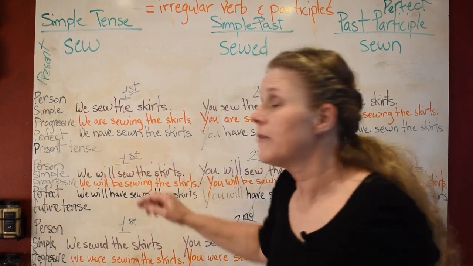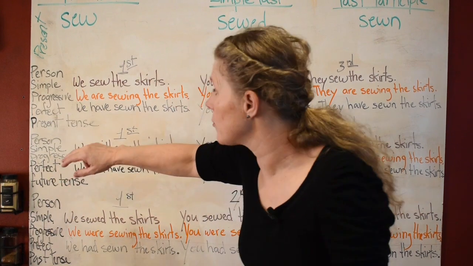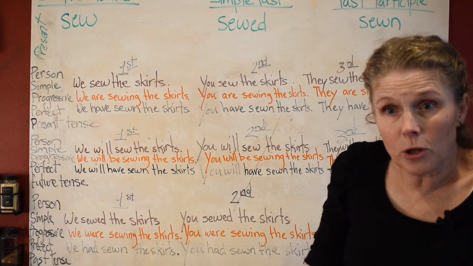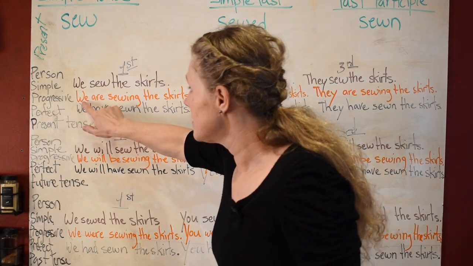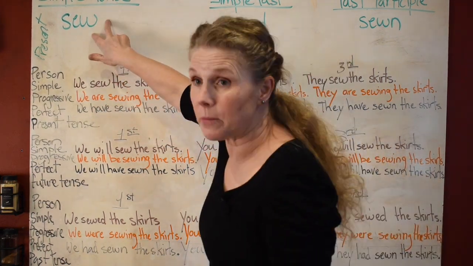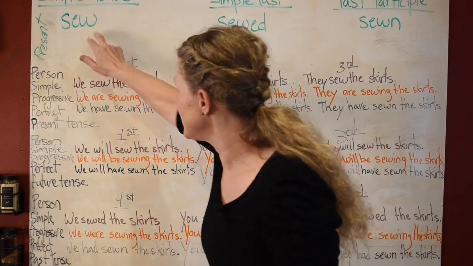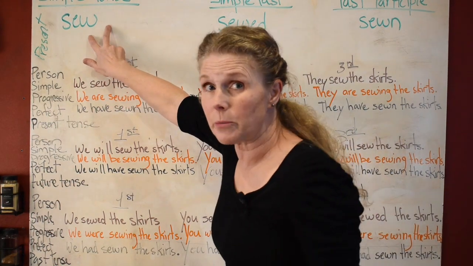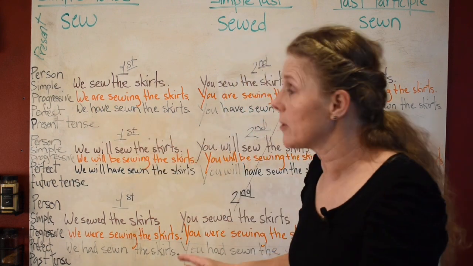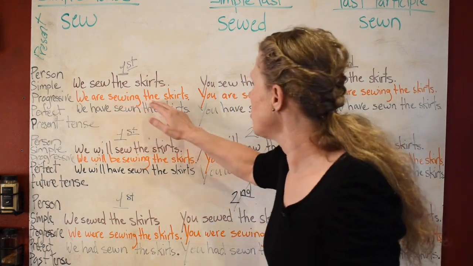Now in the progressive, see, this is the present progressive, however you want to say it. You are using the verb are. Now are means it's plural, and this is plural meets plural, and you're adding the ing to the simple tense word. So in the simple, we're using just our base word. In the progressive, we're using the simple tense word and adding the ing and also adding the proper auxiliary verb. Since this is plural, you take the plural verb. We are sewing the skirts.